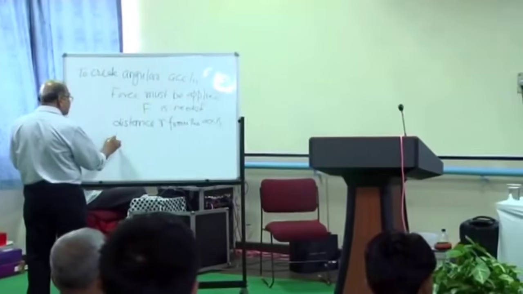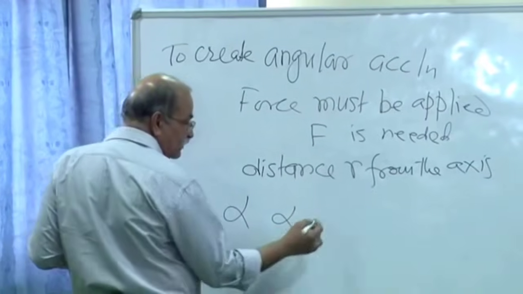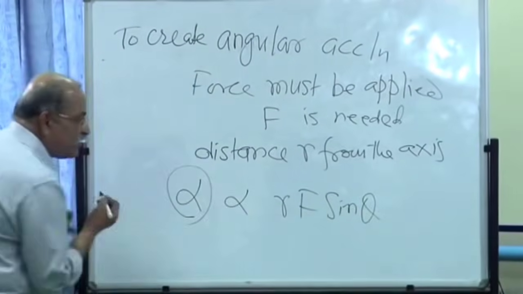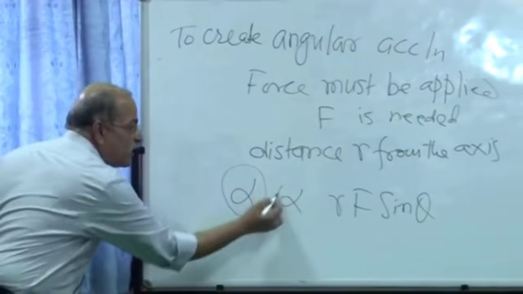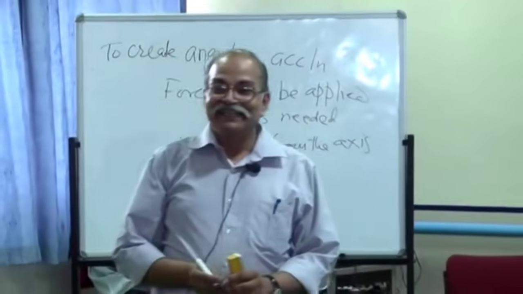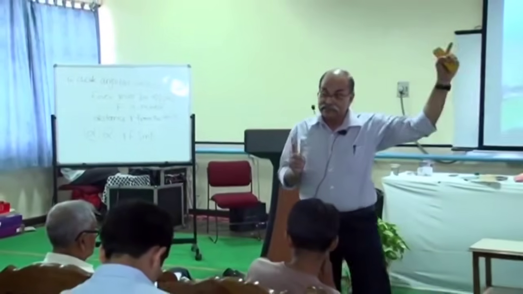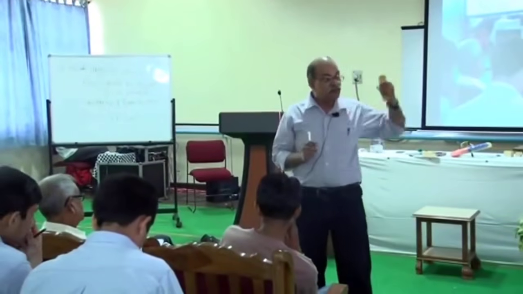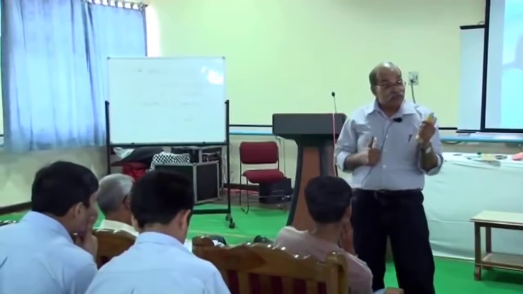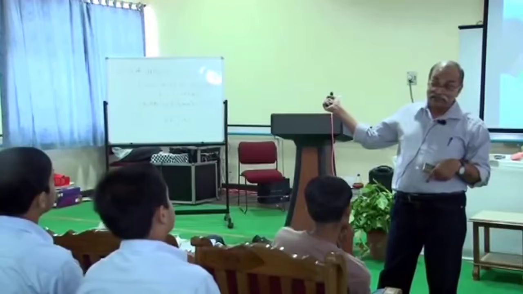So the angular acceleration alpha is proportional to r into F into sine theta. What is this alpha? Directly proportional to. So angular acceleration is directly proportional to r. If you go away, yes, the acceleration is more. Proportional to F, if you apply a harder force, it's more, yes. Then it is proportional to sine theta. Why sine theta? How I define theta, it will depend on that.